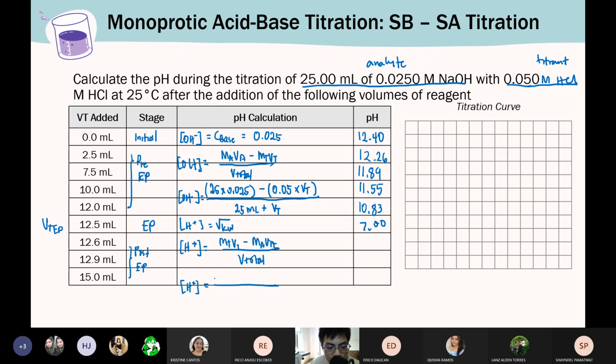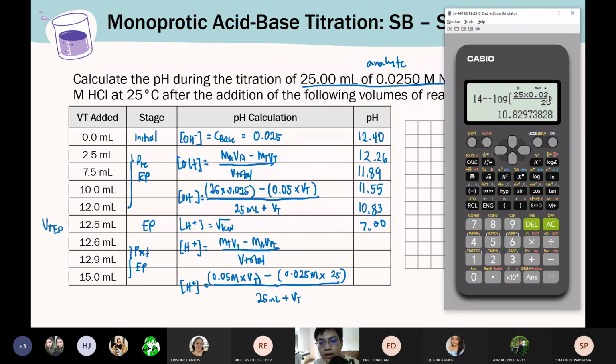So molarity titrant, so it's still 0.05 molar times whatever the volume of titrant is minus MAVA. Okay, ano ba yung MAVA? 0.025 times 25 ml divided by the sum of the volume. So it's 25 ml plus VT. Wala na yung minus 14 ha, kasi H plus na yan eh. So, pH na agad yan pag ni-negative log mo.